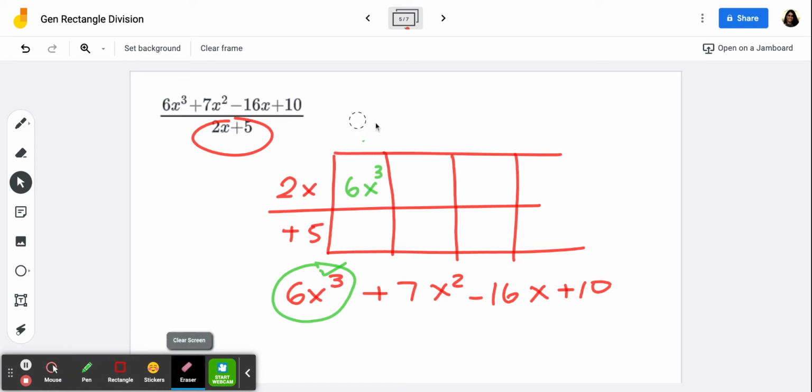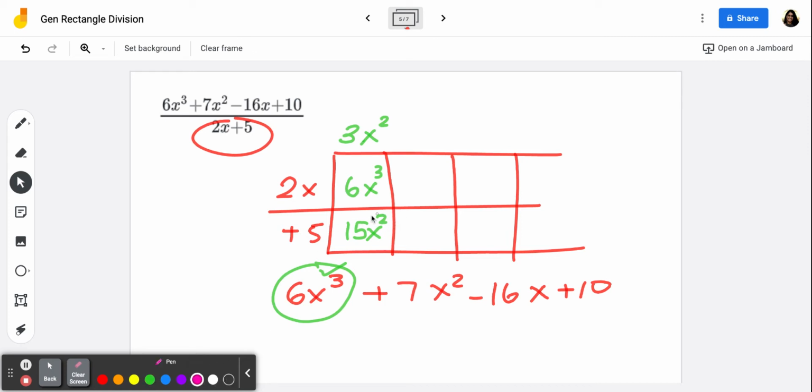Okay, let's think about it. What number has to be up there? I'm thinking that 2 times 3 is 6, and x squared would make it a cube. Let's double check. Does 3 times 2 make 6? Yes. Does x squared times x make x cubed? Yes. Now we have a piece of the puzzle that we can multiply by this 5. 3x squared times 5 is 15x squared. Okay, let's keep going.